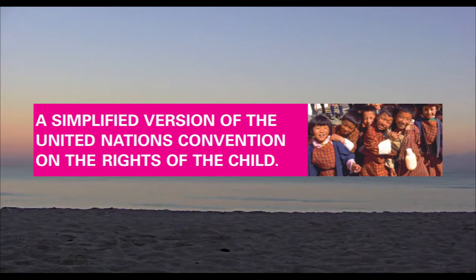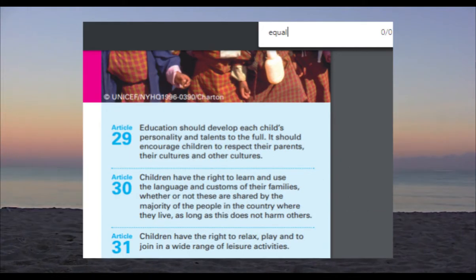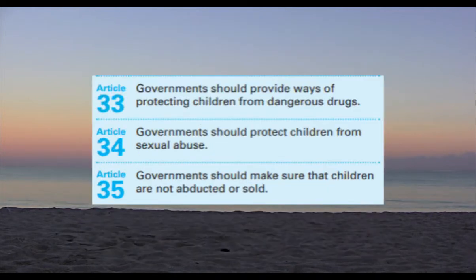UNICEF had a go at simplifying the United Nations' Convention on the Rights of the Child, which is 54 articles on basic human rights for children, but surprisingly to me, you can't find the words fair, equity, or even equal on their sneaky little PDF file. That's not to say they're ignoring it, it's just that most of their articles are more on protecting kids from more dangerous stuff like drugs, sexual abuse, and abduction. But that does mean we need to look elsewhere.